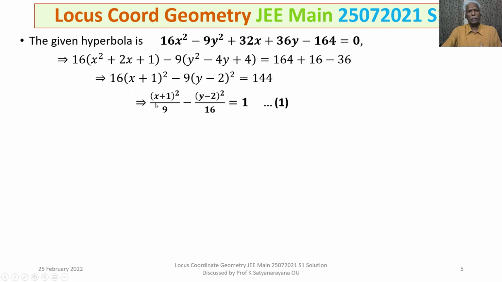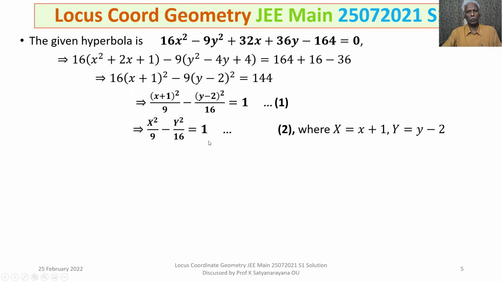Now this is written as x plus 1 whole square by 9 minus y minus 2 whole square by 16 is equal to 1. So we have divided throughout, both on the left hand side and right hand side, by 144 and simplified. This is the equation 1. Now we write it in a standard form: capital X square by 9 minus capital Y square by 16 is equal to 1. Let's call this equation 2, where capital X is x plus 1 and capital Y is y minus 2.